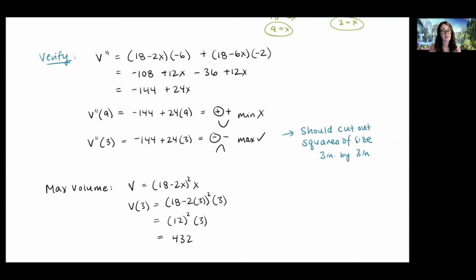Now, because we're measuring something, we want to make sure we've got units. So volume is always cubic units. Everything's measured in inches, so this will be cubic inches. Here we go. This is the size of the biggest box that we could make using this technique.